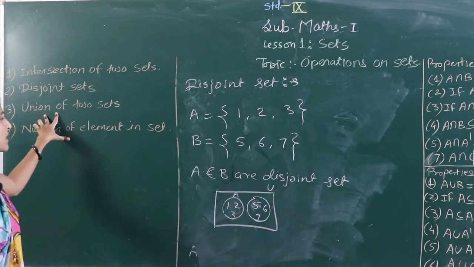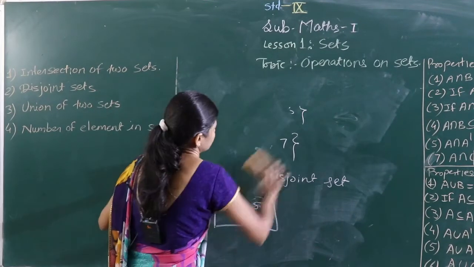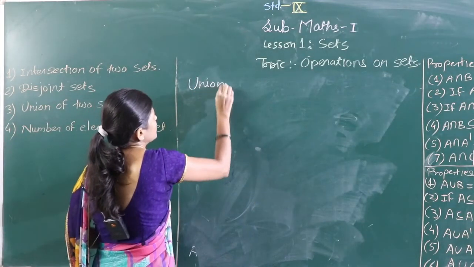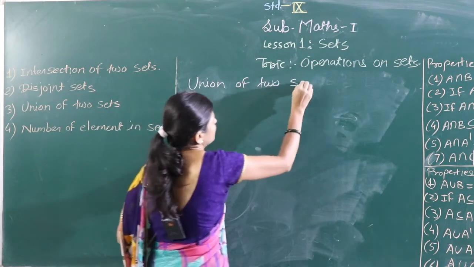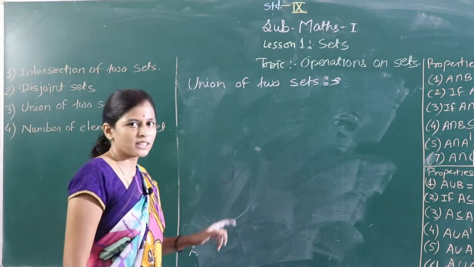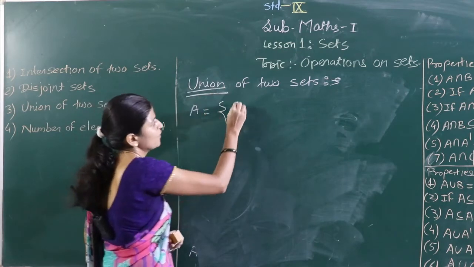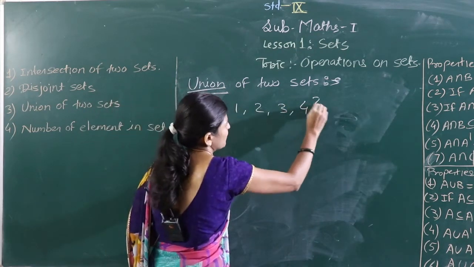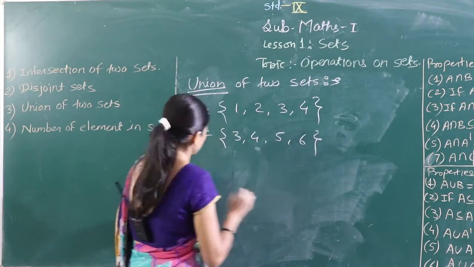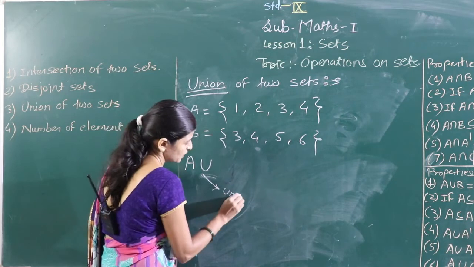Now our third operation is union of two sets. Union means combination of both the sets. Intersection means only common and union means combination of both the sets. Suppose A is a set of elements 1, 2, 3, 4 and B is a set of elements 3, 4, 5, 6. So union is denoted by this sign. This is the sign of union.